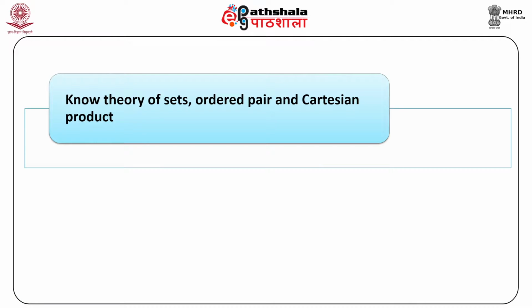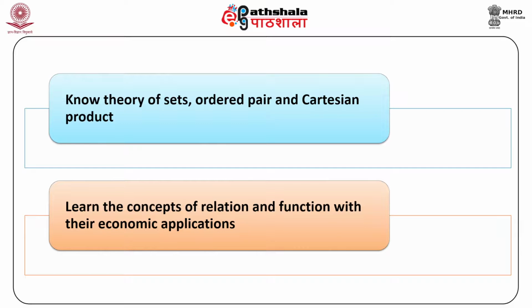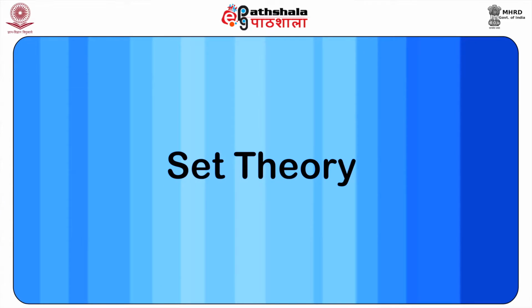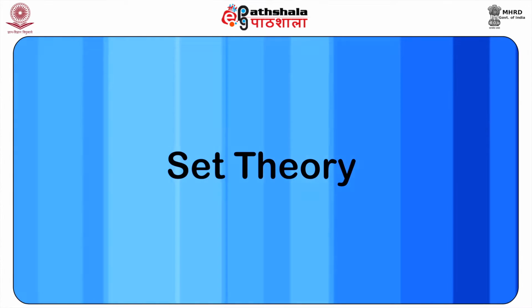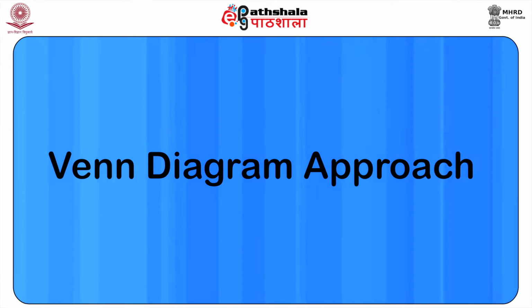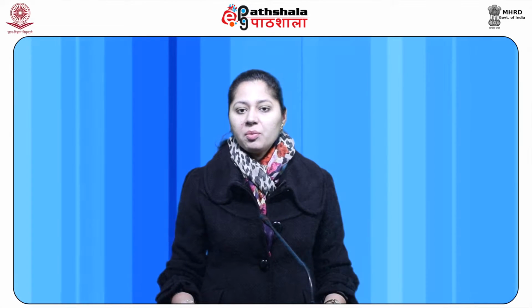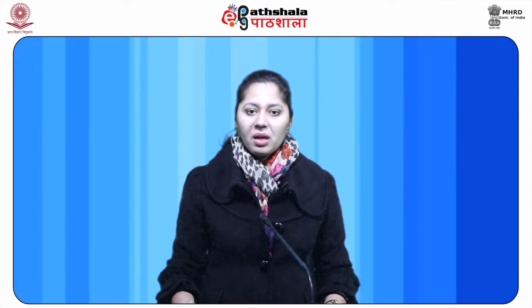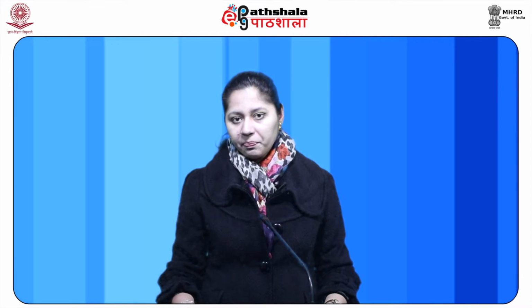After studying this module, you shall be able to know the theory of sets, ordered pairs, Cartesian products, and learn the concepts of relation and function with their economic applications. Let us first discuss set theory. First is the Venn diagram approach. This is a diagrammatic representation of set theory. Various set operations may be understood using the same.